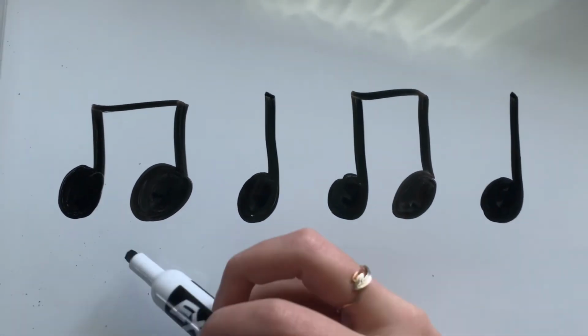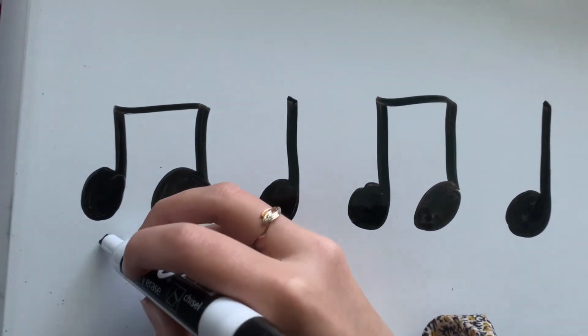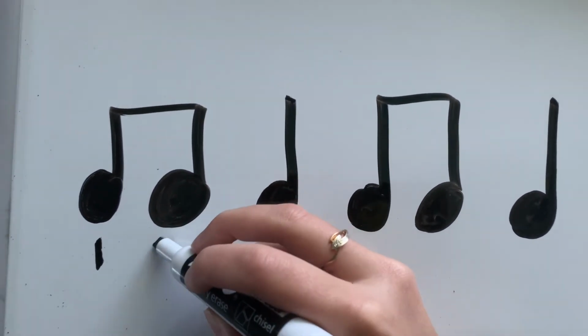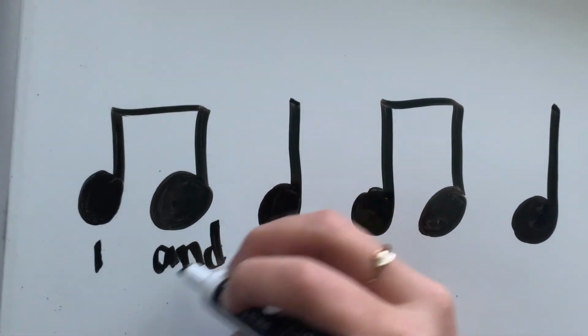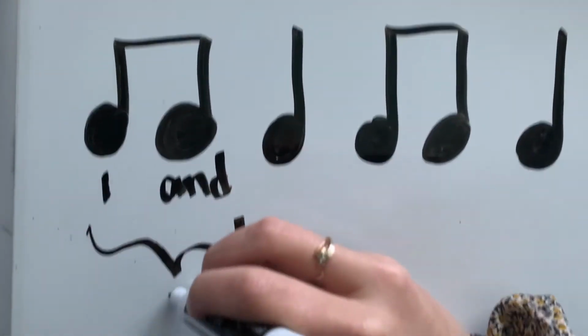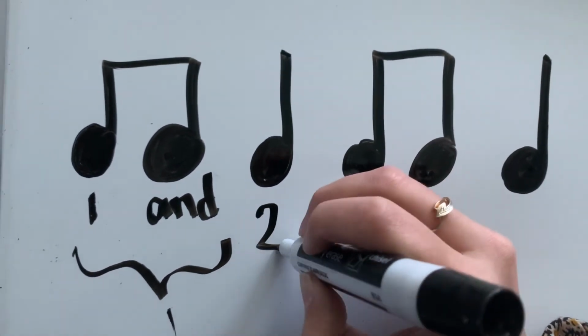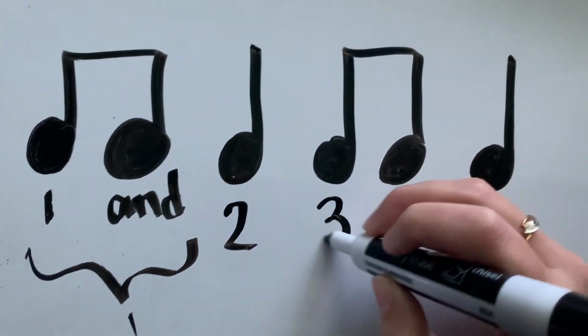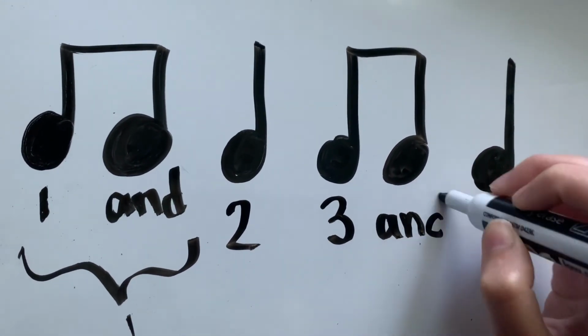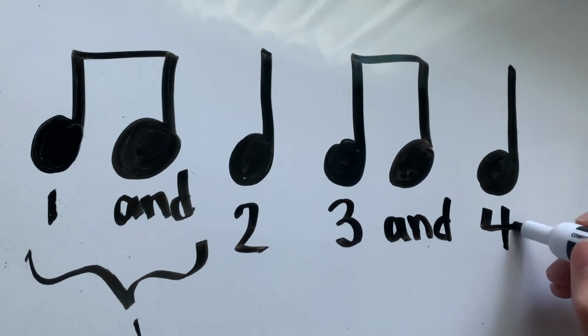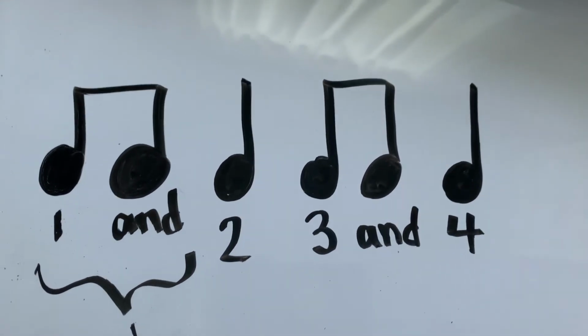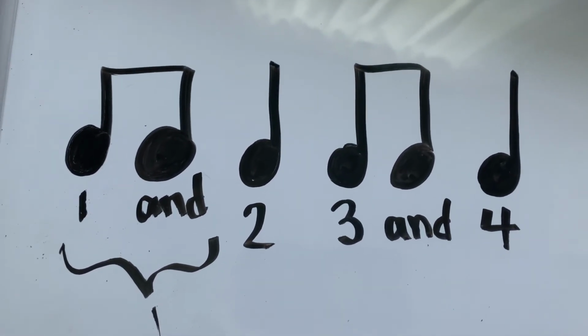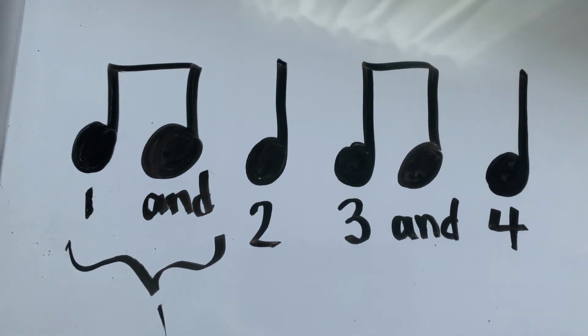Over here, you can see that these are eighth notes. So you would count this 1 and this is 1 whole beat. So this is all of 1. So this is 2, this is 3 and this is 4. And this would be played 1 and 2, 3 and 4.